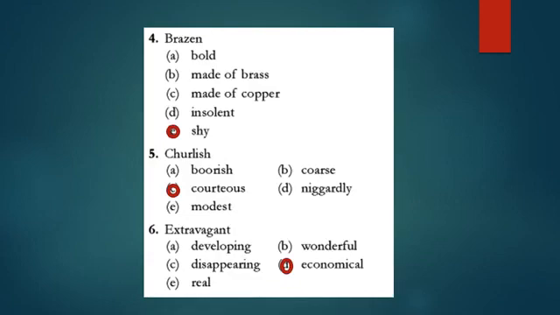Let's take up the fourth word, brazen. What does brazen mean? Very bold. So the synonym bold is given there, or without shame. That's brazen. Insolent also means very rude, arrogant. So the only antonym will be shy.